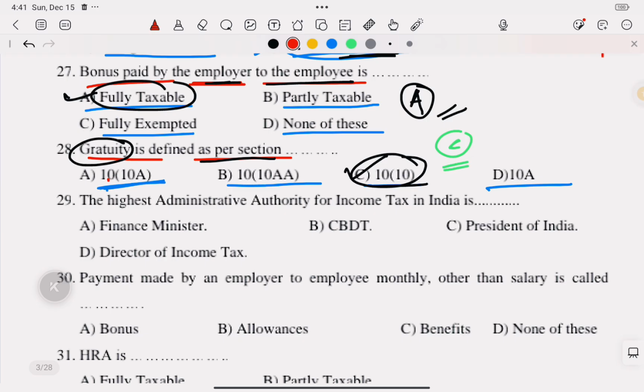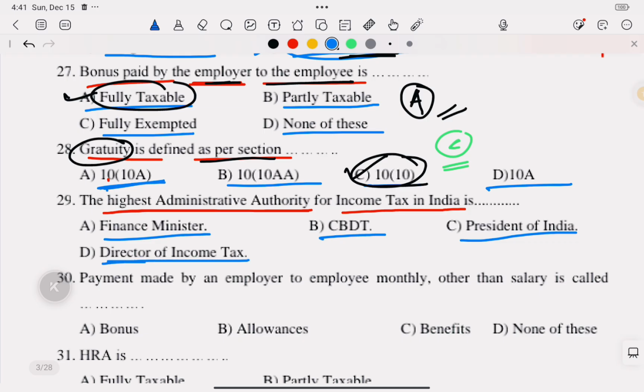So the next question is about the highest administrative authority. The highest administrative authority for income tax in India is, let's see the options. Option A, Finance Minister. Option B, CBDT. Option C, President of India. Option D, Director of Income Tax. So in this case, the correct option would be our option B.